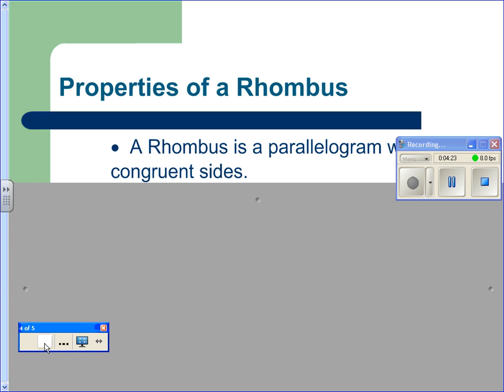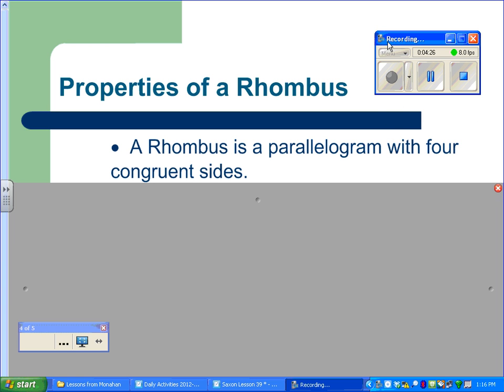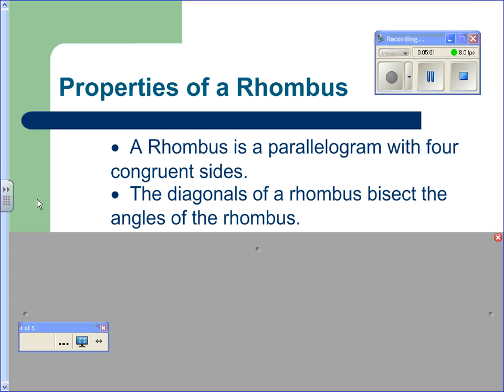Okay. Looking at a rhombus. A rhombus is a parallelogram with all four congruent sides. What other parallelogram do you know that has four congruent sides? A square. But what else do we know about a square? Yeah, right angles, four right angles. Does a rhombus have to have four right angles? No, a rhombus just has the four congruent sides. The diagonals of a rhombus bisect the angles.